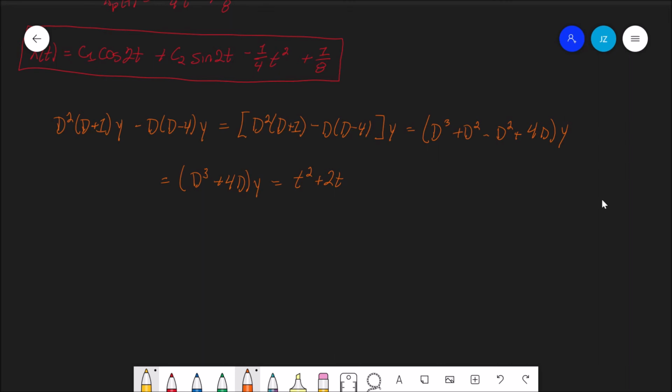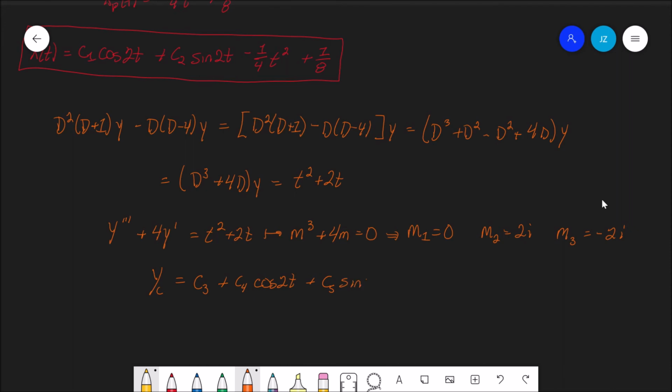So this is the equation y triple prime plus 4y prime equals t squared plus 2t. This has auxiliary equation m cubed plus 4m equals 0, which gives solution m1 is 0, m2 is 2i, and m3 is negative 2i. So the complementary function is c3 plus c4 cosine 2t plus c5 sine of 2t.